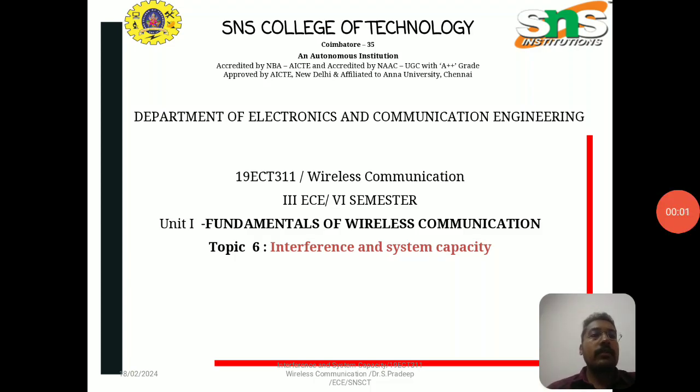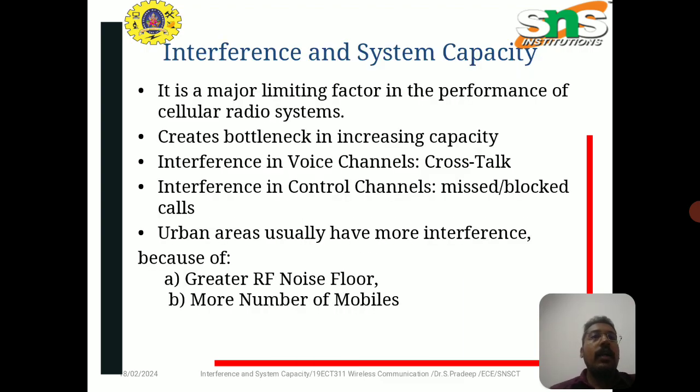Hi, today we are going to see about interference and system capacity. Interference and system capacity is a major limiting factor in the performance of cellular radio systems. It creates a bottleneck in increasing capacity. During interference in voice channels, crosstalk occurs. Interference in control channels gives missed and blocked calls.